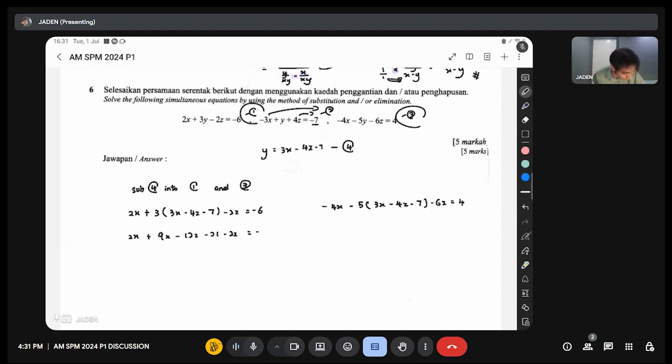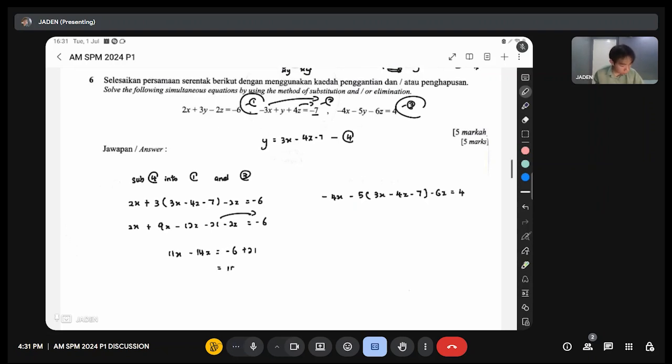2z equal to negative 6. 2 plus 9 is 11x. Negative 12, negative 2 is negative 14z. And then 21 you move to the back is negative 6 plus 21. Negative 6 plus 21 you get 15. If you move this to the right, that is plus 14z. Move 11 to the back. Divide by 11. And that is your x. Label this as equation 5.